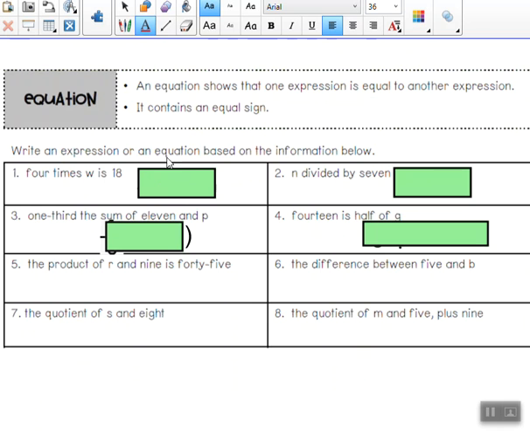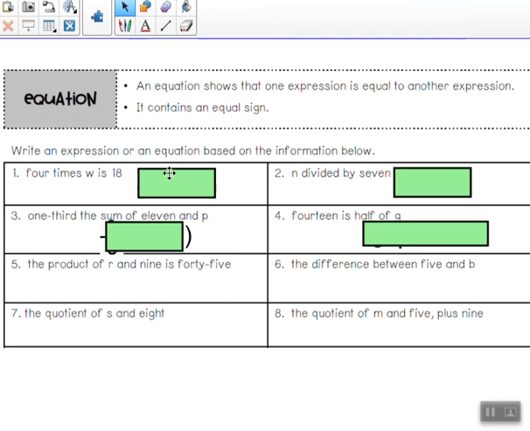Write an expression or an equation based on the info below. Well, 4 times W is 18. So if I write that out, that's an equation. 4 times W is 18. Oops, I put X, sorry. But 4W equals 18. N divided by 7. Now, that's going to be an expression because there's nothing else that I know that it's equal to right now. So I'm just going to write an expression, though.